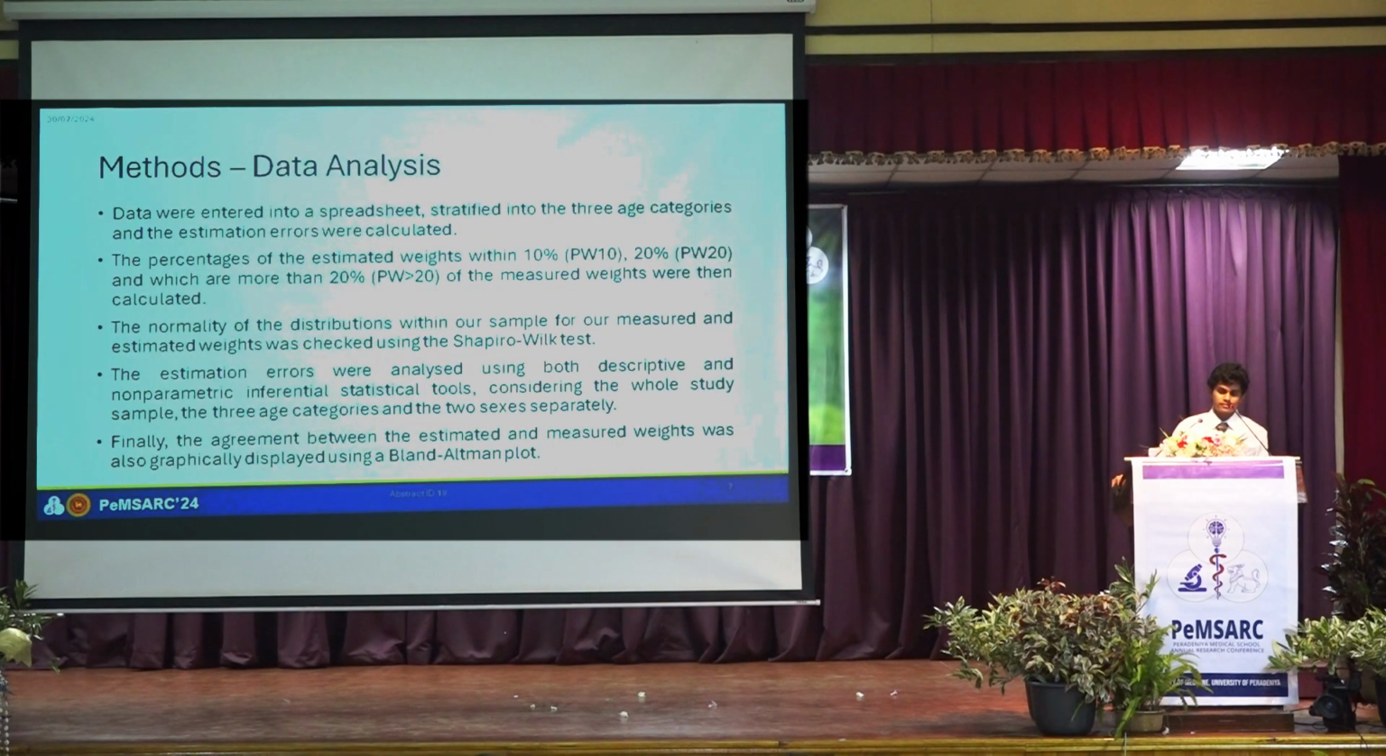Data were entered into the spreadsheet, stratified into the three age categories, and the estimation errors, which is the difference between the weight estimation and the measured weight, were then calculated. The percentages of estimated weights within 10%, 20%, and more than 20% of the measured weights were then calculated, and the normality of the distributions within the sample was checked. The estimated errors were analyzed using both descriptive and non-parametric inferential statistical tools because we had a non-normal distribution within our sample. We did that for the whole sample and the 3 age categories separately and the 2 sexes separately as well. Finally, the agreement between the estimated and measured weights was also graphically displayed using a Bland-Altman plot.